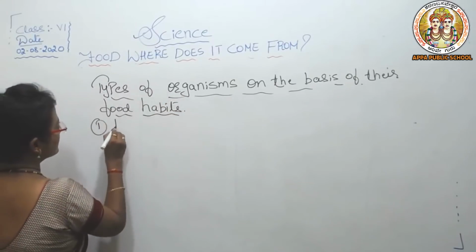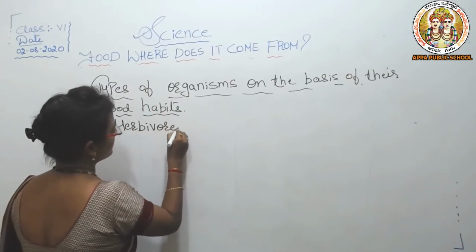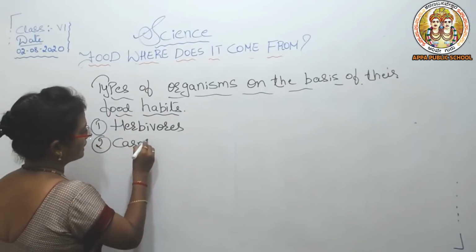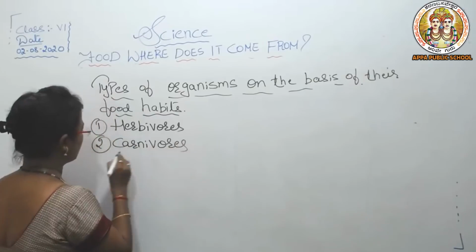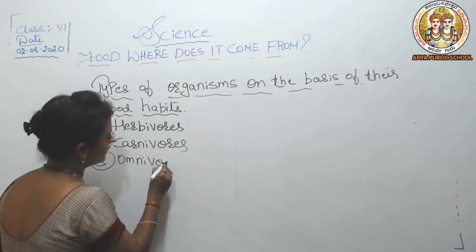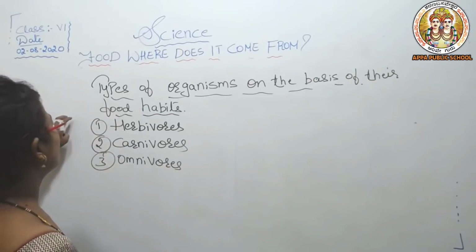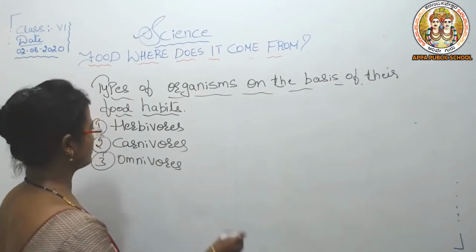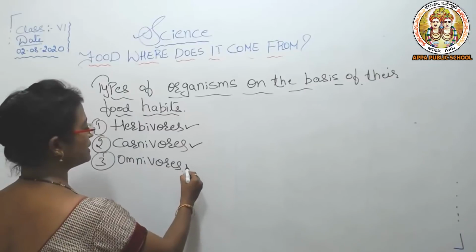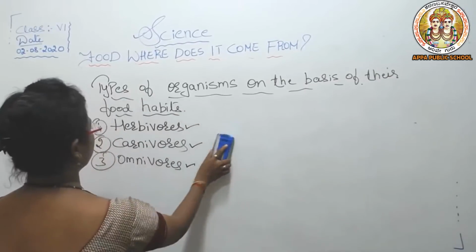So first one is herbivorous. Next one is carnivorous. And the last one is omnivorous. So these are the organisms which we have on the basis of their food habits. So the first one is herbivorous, second one is carnivorous, and third one is omnivorous. So let us discuss herbivorous.